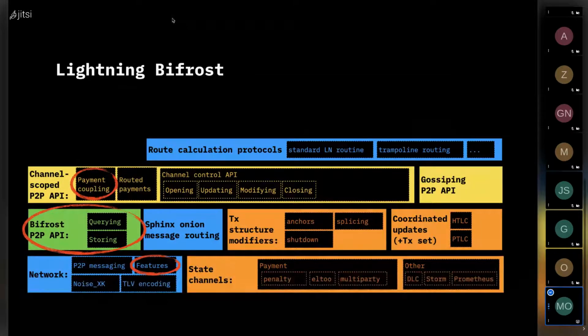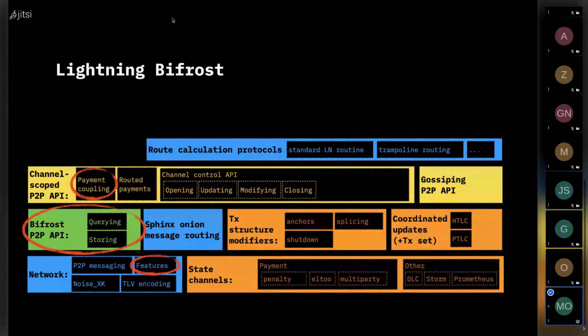Again, you introduce a new feature flag. You create a new protocol which is called Bifrost P2P API, and this protocol extends the set of messages that can be sent over the Lightning network. So you can connect to any Lightning node. You don't need to have a channel with that node. You pick a node that you like. You send a message to that node.